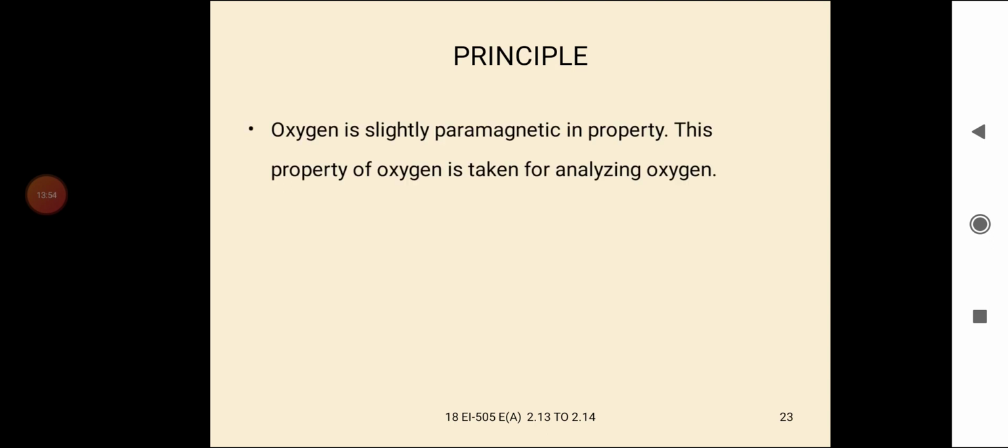Principle: oxygen is slightly paramagnetic in property. This property of oxygen is taken for analyzing oxygen. Here oxygen has a paramagnetic property, and this property can be utilized to analyze the oxygen.